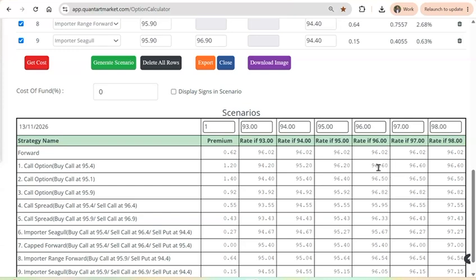Correct? Why 96.60? Let's say rupee moves to 96 or 97 or 98. Then you'll exercise this call option and say that I will buy at 95.4. So your cost will be 95.4 plus the 1 rupee 20 paisa which you paid on day one. So total cost is 96.60, right? When will you benefit? If rupee moves to 93, you will not exercise the option. 93 you will buy at, and 1 rupee 20 paisa you paid. Your rate is 94.20. That is much lower than forward. So that could be the reason for doing a plain call option.